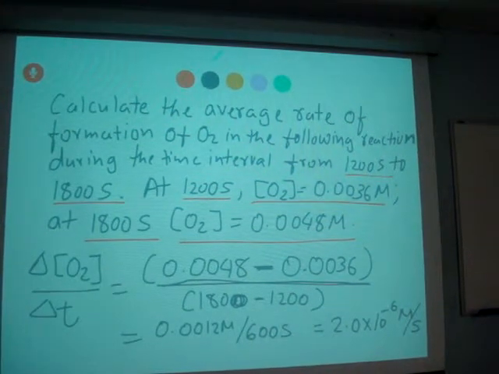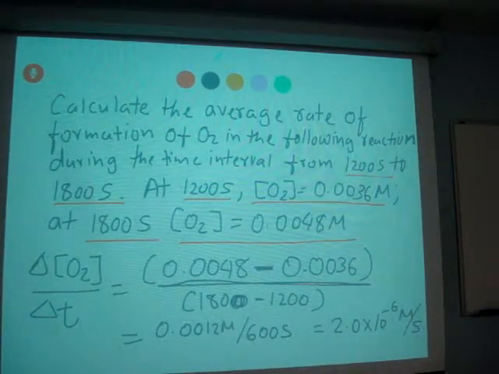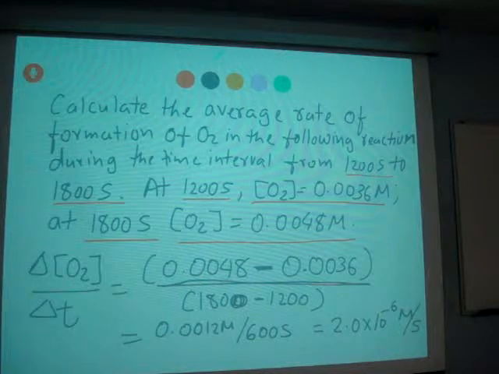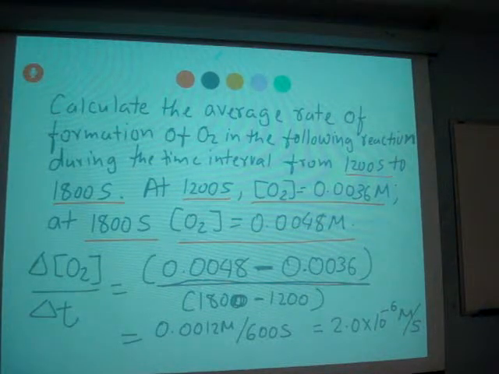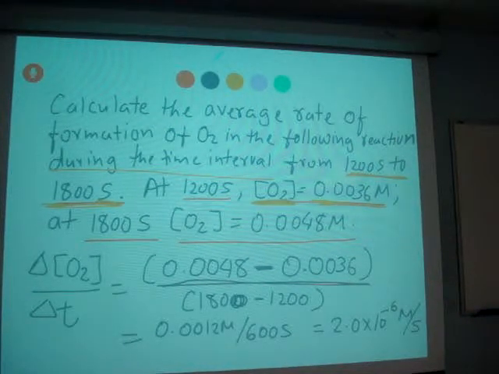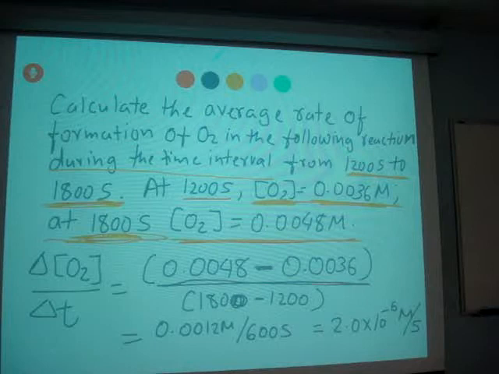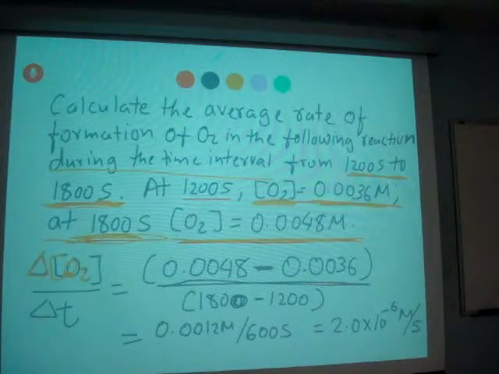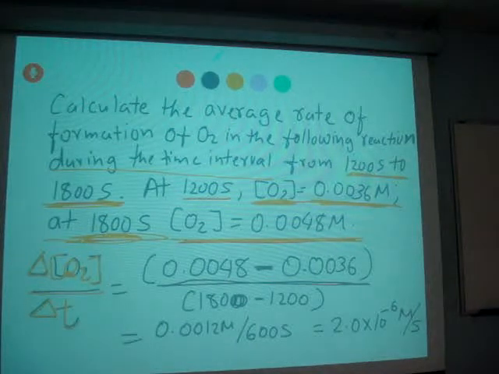Now let's take a look at one example. In this example, we need to calculate the average rate of formation of O2 in the following reaction. During the time interval from 1200 seconds to 1800 seconds, the concentration of O2 is 0.0036 molarity, and at 1800 seconds, the O2 concentration is 0.0048 molarity. We need to calculate the rate of oxygen formation, so the change in O2 concentration divided by delta T.